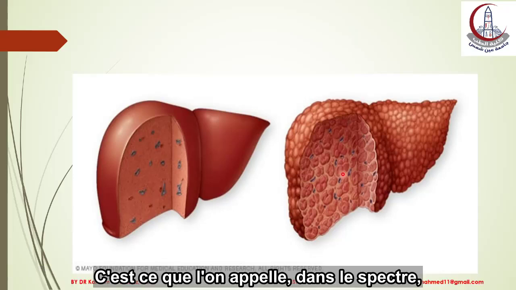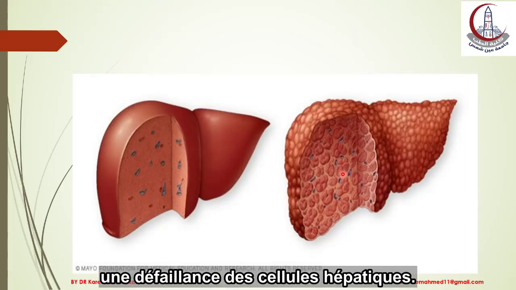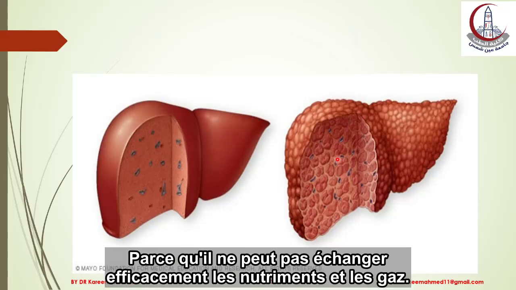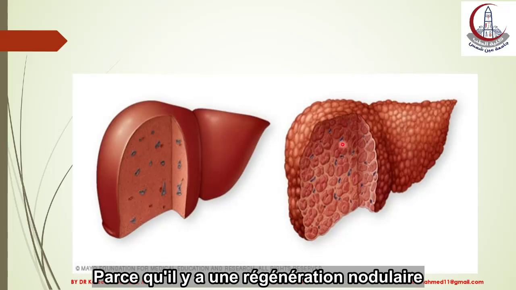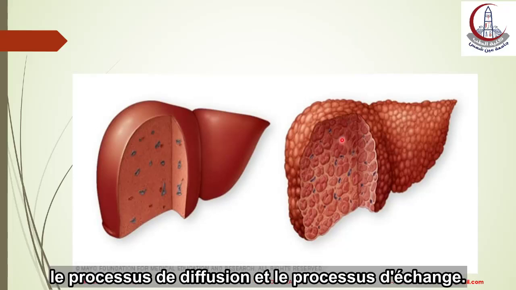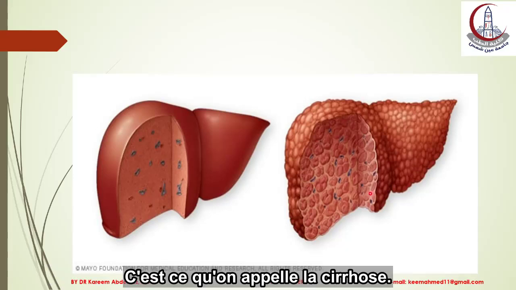This is what's known in the spectrum as liver cell failure. Okay, why did it fail? Because it cannot exchange nutrients and gases efficiently. Why? Because we have nodular regeneration in a haphazard manner, compressing the sinusoids, impairing the diffusion process and impairing the exchange process. This is known as cirrhosis.